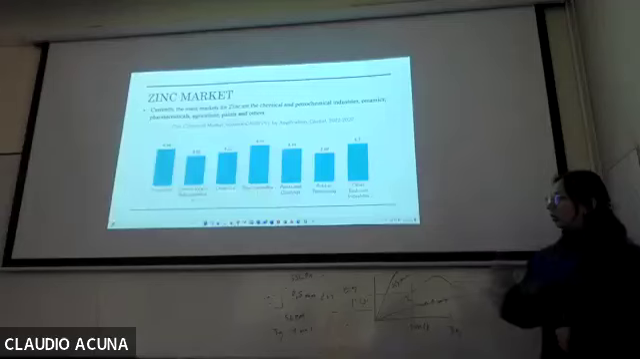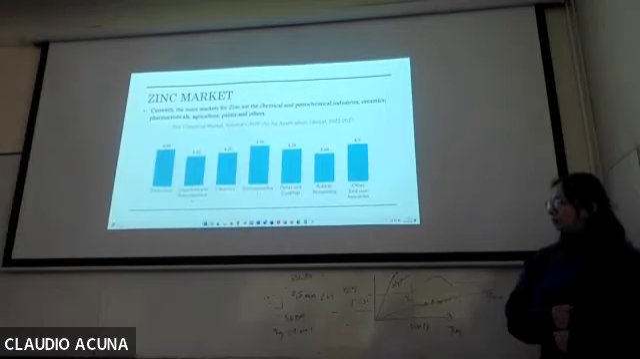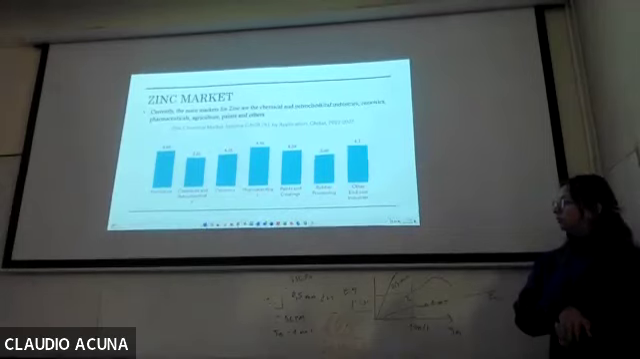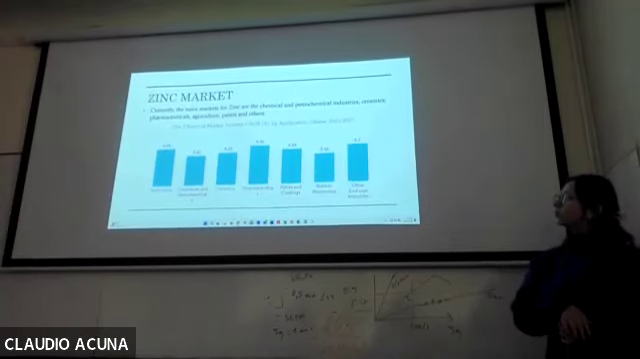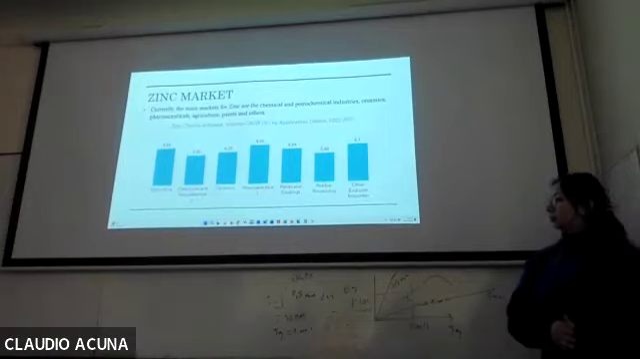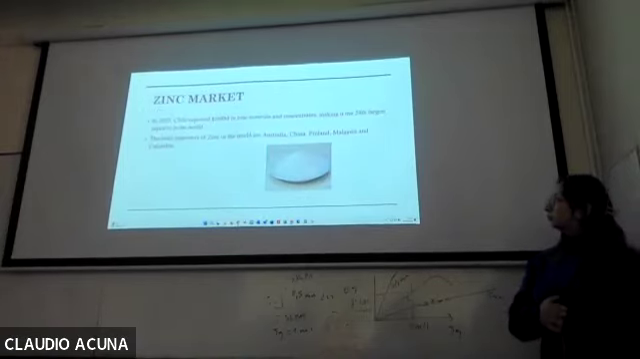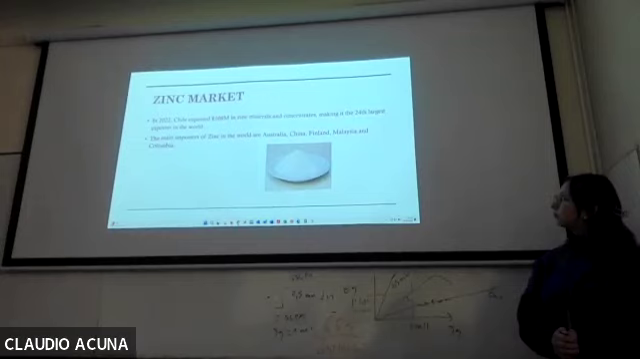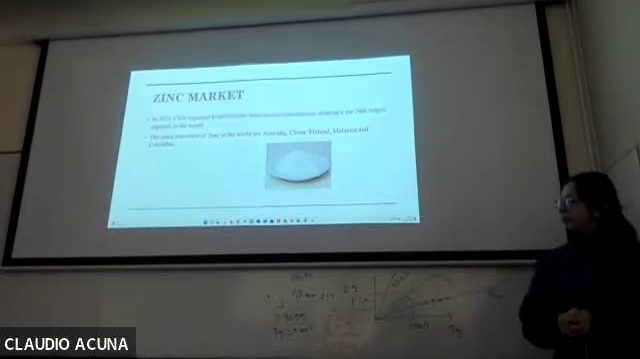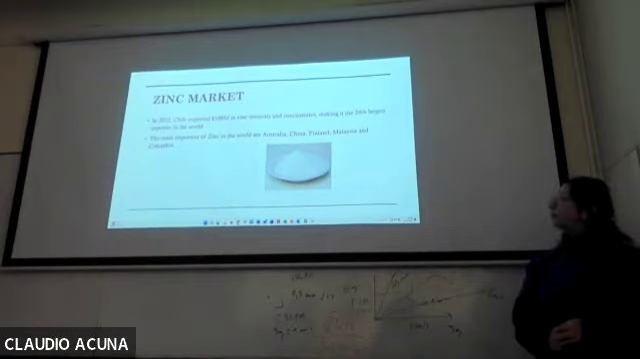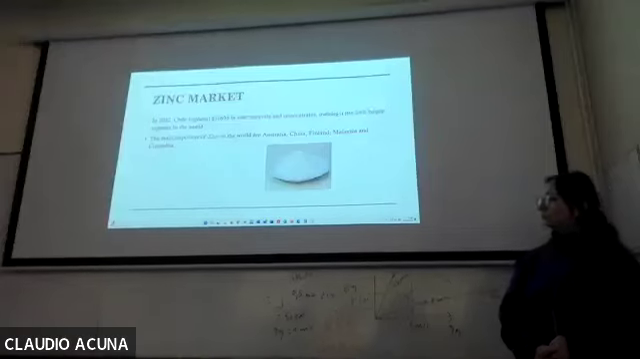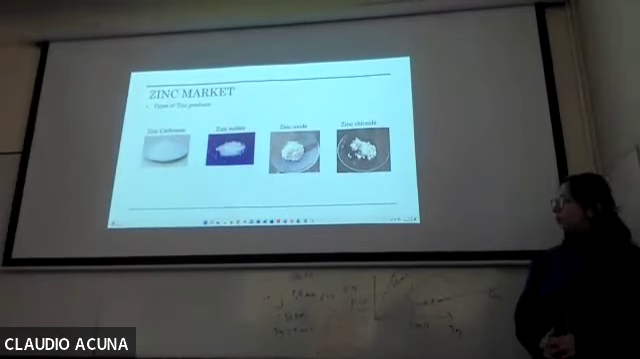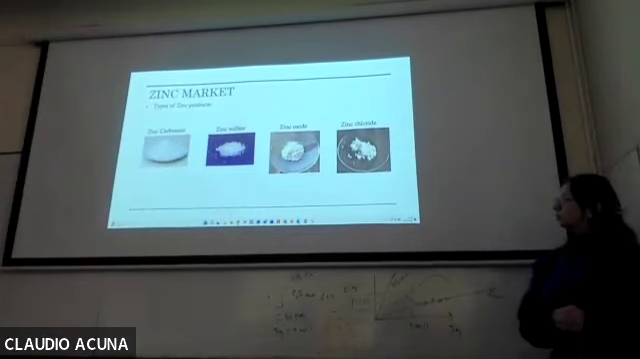These are the zinc markets. Currently, zinc is used for chemical and petrochemical industries, ceramics, pharmaceuticals, agriculture, paints, and others. In Chile, for the year 2022, exports were $108 million in zinc minerals and concentrates, making it the 24th largest exporter in the world. The main importers of zinc in the world are Australia, China, Finland, Malaysia, and Colombia. These are the types of zinc products: zinc carbonate, zinc sulfate, zinc oxide, and zinc chloride.